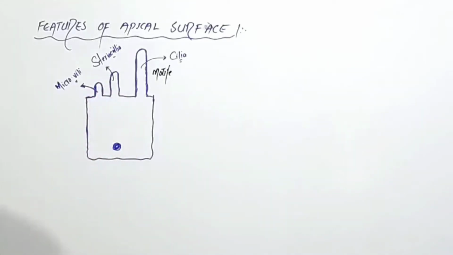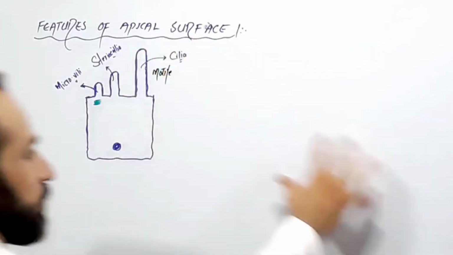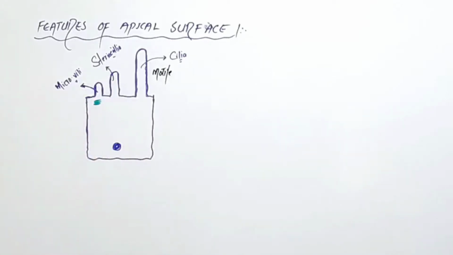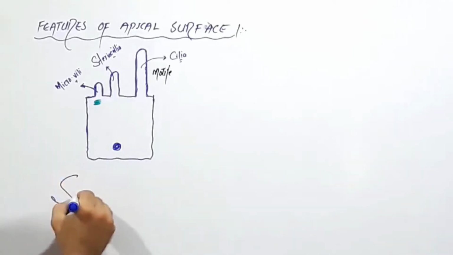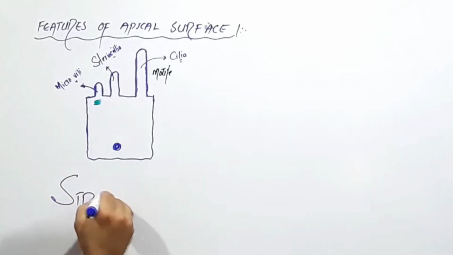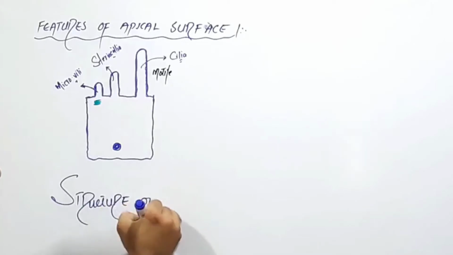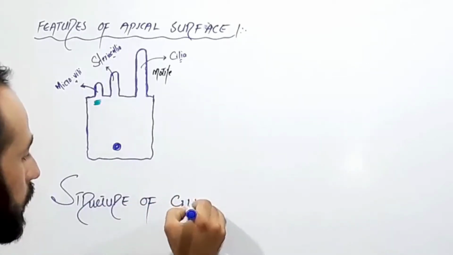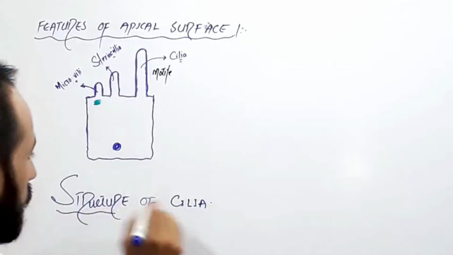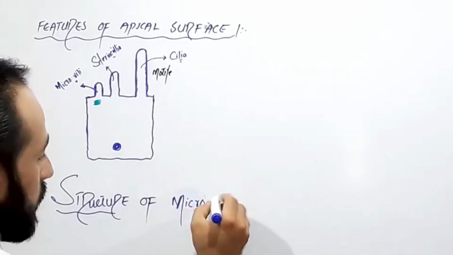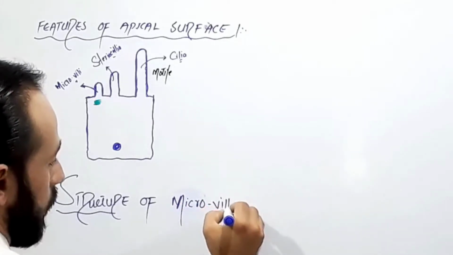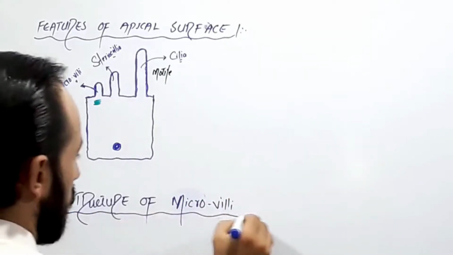Now let us go into the detailed structure of the microvilli. First of all I will discuss microvilli, then in the next lecture we will discuss the cilia. So the apical surface structures will also be covered. So let's discuss the structure of microvilli. It's a little bit easy, that's why I'm discussing it first. So this is microvilli.